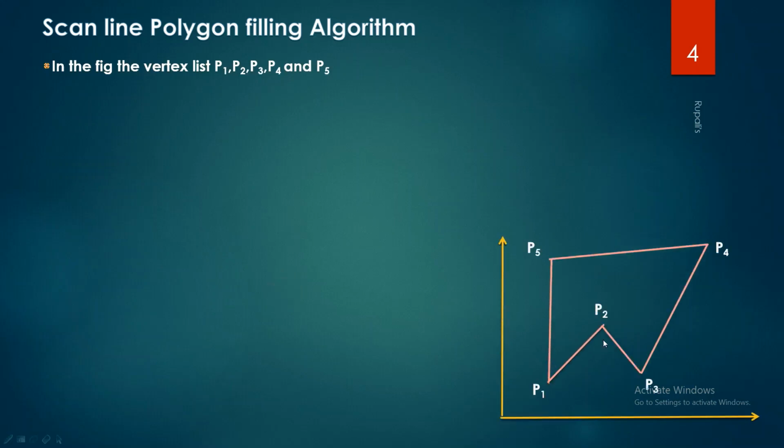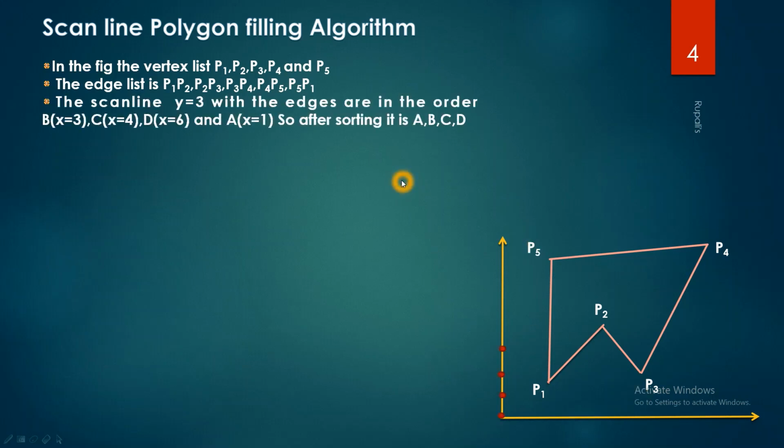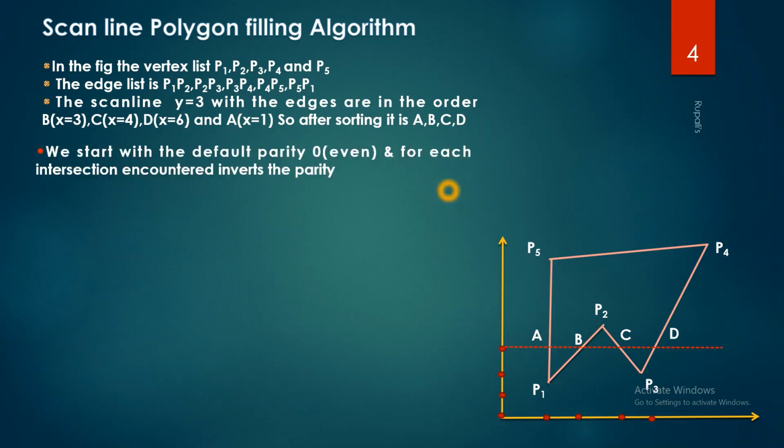In the figure, the vertex list is P1, P2, P3, P4 and P5. The edge list is P1 to P2, P2 to P3, P3 to P4, P4 to P5 and P5 to P1. Now consider the scanline y equals 3, with the edges in the order A, B, C, D. Here, in the case of B, the x coordinate is 3, in the case of C, the x coordinate is 4, in the case of D it is 6 and in the case of A it is 1. First you have to sort. So after sorting it becomes A, B, C and D.